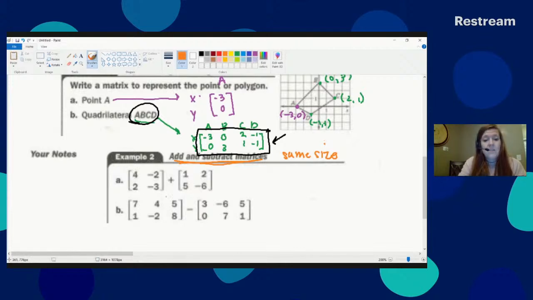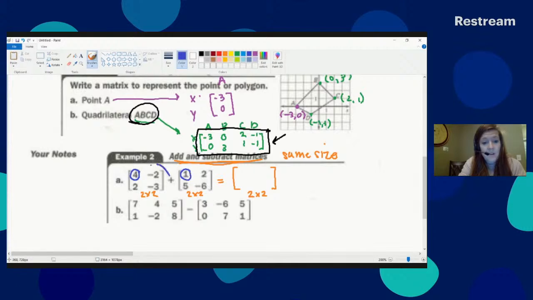So here are two matrices. This is a 2 by 2 and a 2 by 2. So I'm allowed to add them together, and it's actually really super duper easy to do. So if you have a 2 by 2 matrix and you're adding it to a 2 by 2 matrix, guess what? It makes a 2 by 2 matrix. And what you do is you literally add whatever is in the first row, first column, to whatever is in the first row, first column.